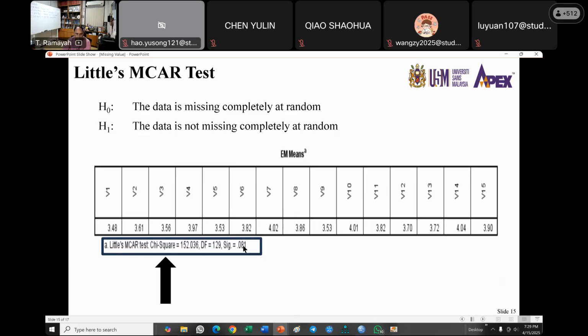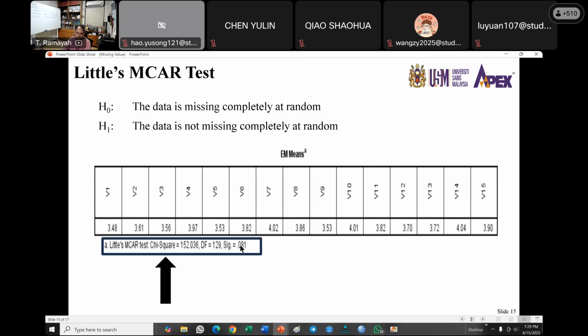If the p-value is less than 0.05, it is significant. That means you reject this. Then you cannot do missing value replacement. In this case, the p-value is greater than 0.05, so we conclude that the data is missing completely at random. If it's less than 0.05, you reject the null. If it's greater than 0.05, you accept the null. That's the rule for p-value testing.